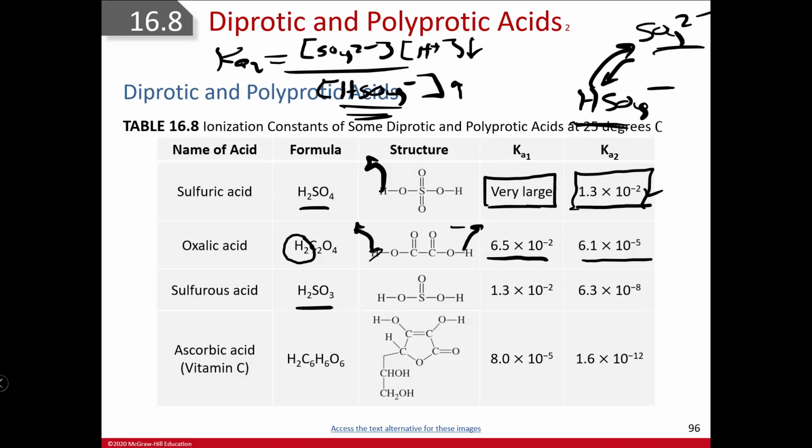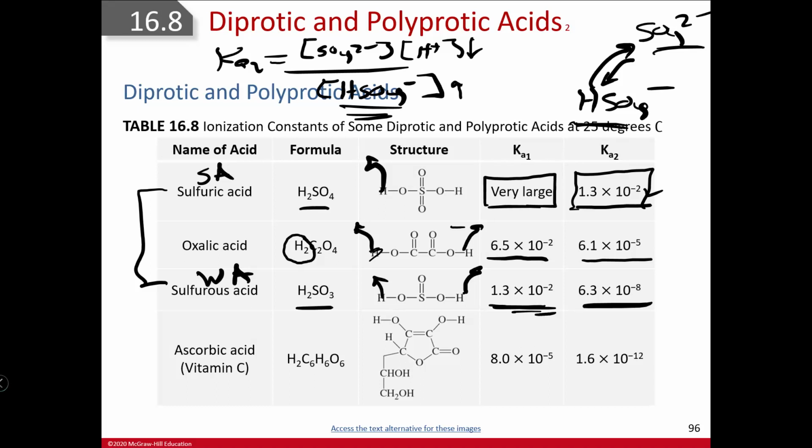Sulfurous acid, it's a weak acid to begin with. So when we lose the first hydrogen, it's 1.3 times 10 to the negative 2 for the acid ionization constant, which is less than 1. Again, compare these two right here. Strong acid up here, weak acid down here, Ka less than 1 here. So to remove this second one, that's really going to be difficult. 6.3 times 10 to the negative 8th. Not likely to happen. I mean, it does happen, but it's not rare compared to the HSO3 negative.